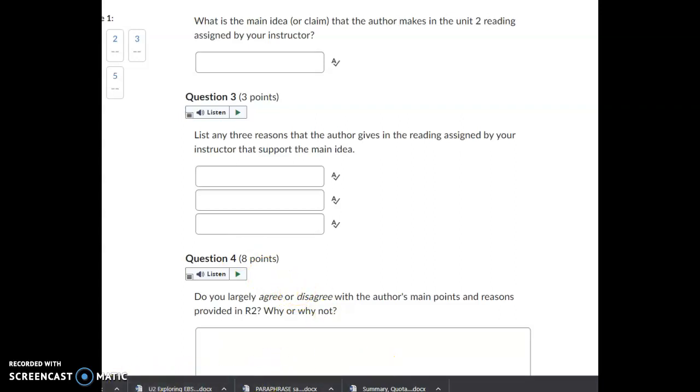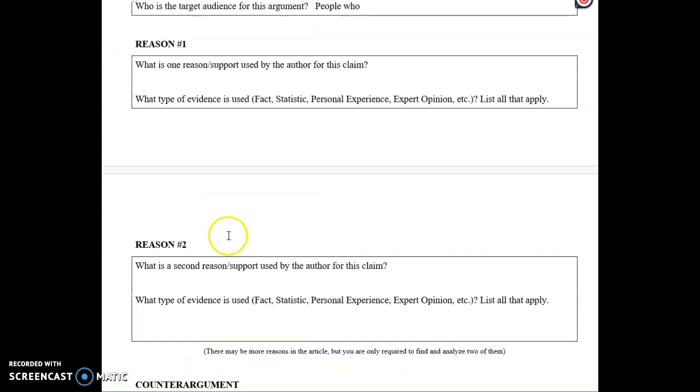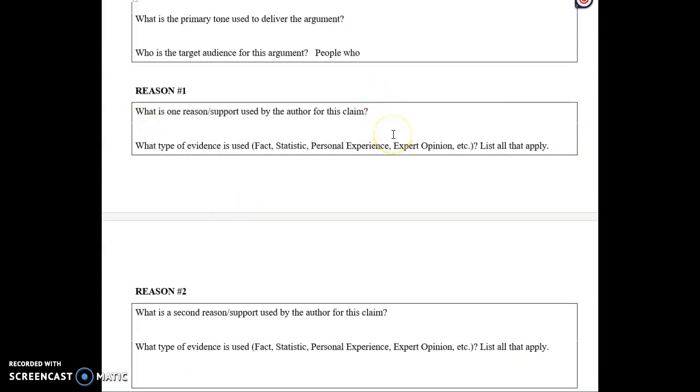So in this worksheet that you're doing, what's one reason or support used by the author for this claim? You would put your reason here. And then the next question is, what type of evidence is used to support that claim? Is the author providing facts or statistics, personal experience, expert opinion? List the things that apply. So what type of evidence is being used?